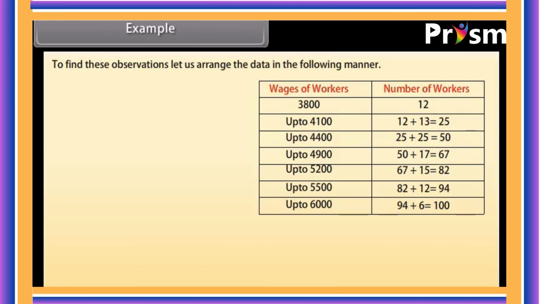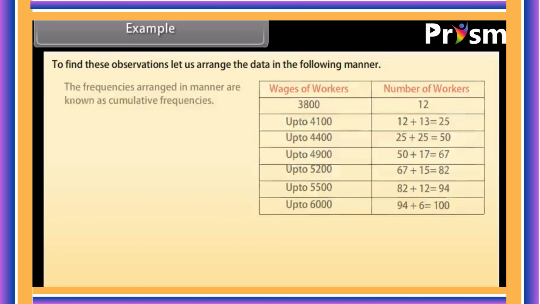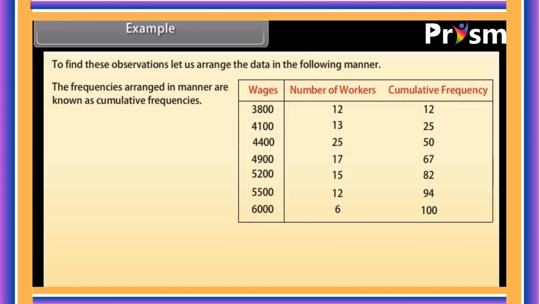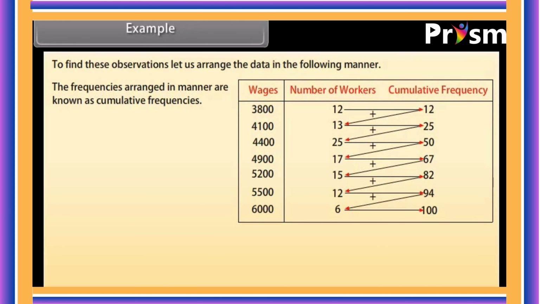In this, we have written the total number of workers who are taking wage up to 3800, up to 4100, up to 4400, up to 4900, up to 5200, up to 5500, up to 6000. The frequencies arranged in above manner are known as cumulative frequencies. The table shown tells you how to calculate cumulative frequency column quickly.